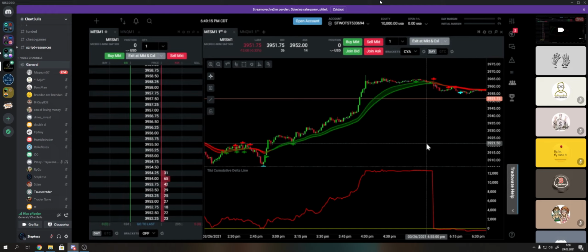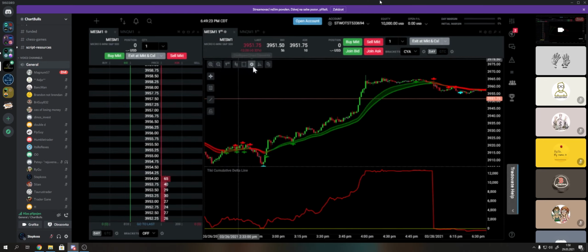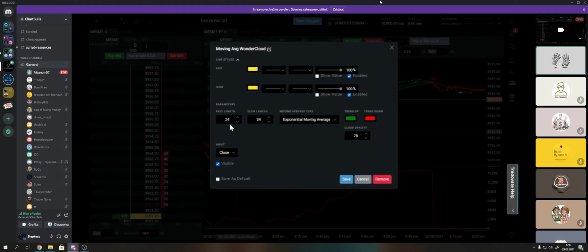What's the green and red line you said again? This is the Wonder Cloud, right? Let me look. Right here. Moving average Wonder Cloud. Gotcha. There's the settings on it. Fast length 24, slow length 34, exponential moving average. Nice.